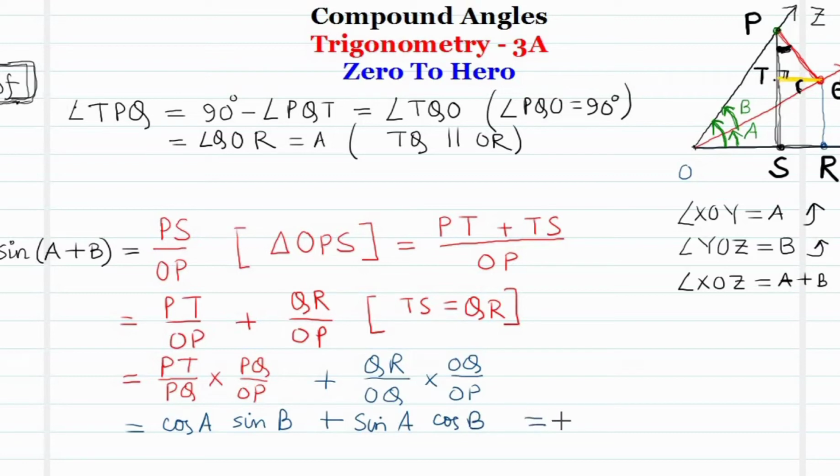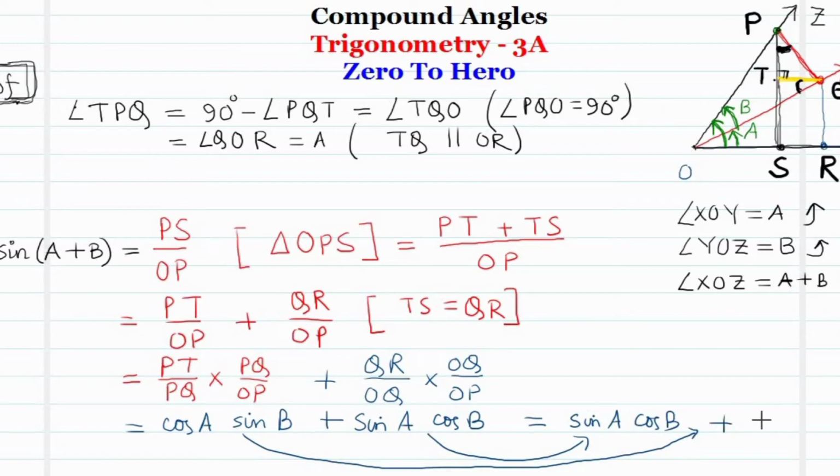If we arrange the terms, we can write it like sine A cos B. The second term will come first here, and the second term is cos A sine B. So it follows that sine of A plus B is equal to sine A cos B plus cos A sine B. In this way, we can prove the other results for cos of A plus B, tan of A plus B, and cot of A plus B.